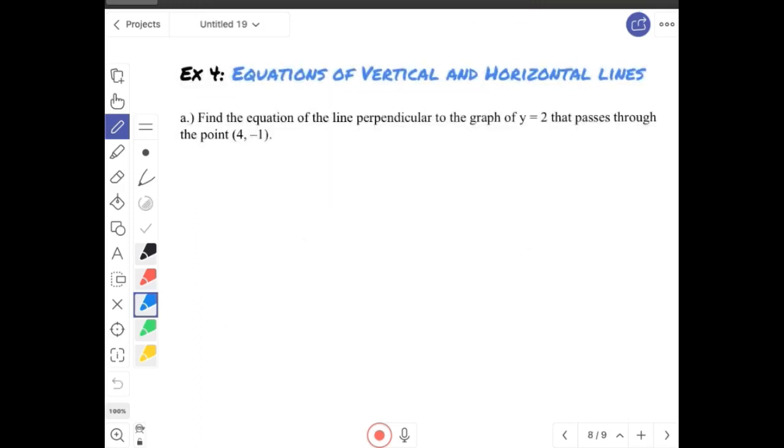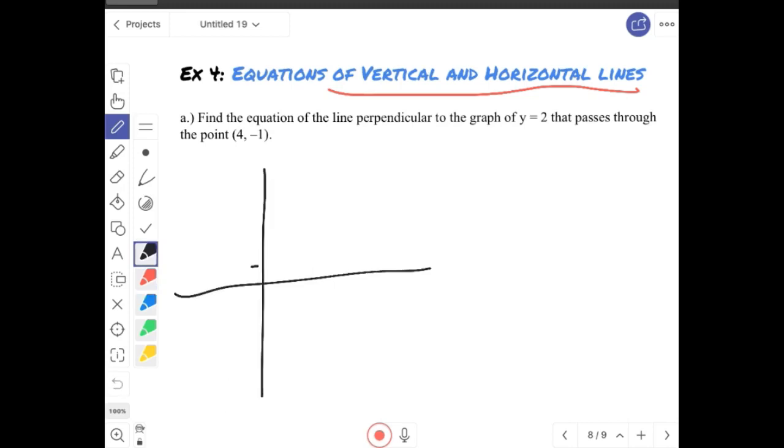Almost done here. Find the equation of the line perpendicular to the graph of y equals 2 that passes through the point 4, negative 1. Okay, so now we're only looking at vertical and horizontal lines. And we're only going to be looking at things that are probably perpendicular. So remember the line y equals 2? Anytime you have y equals just a number, that is going to be a flat line at whatever number they give us. Now, we want a line that's perpendicular to that at the point 4, negative 1.